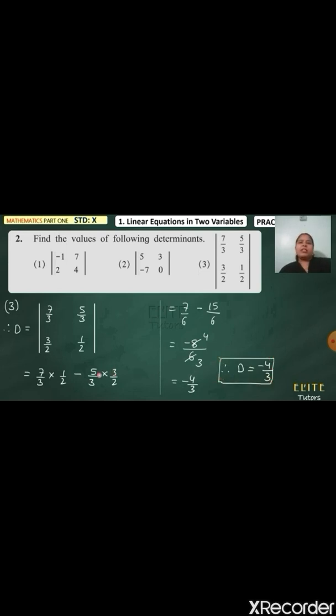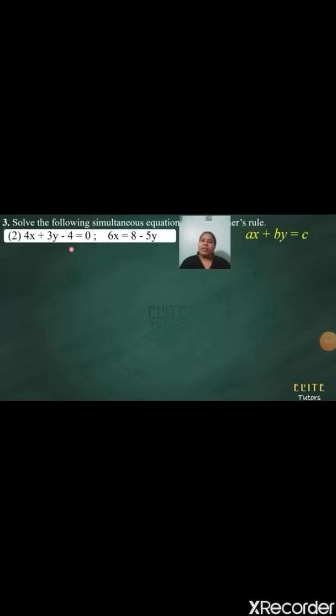Now let us come to the next question, that is question number 3. As you can see, I have written on the right hand side the first step that you need to do in this method. All the equations whichever are given to you have to be in the form ax plus by is equal to c. Now since the first equation is not in that form, I have shifted minus 4 to the right side.